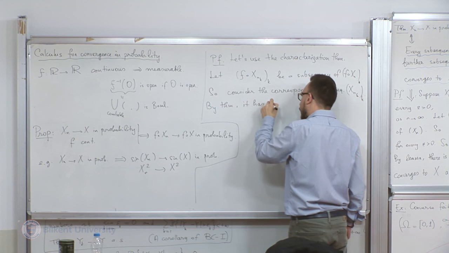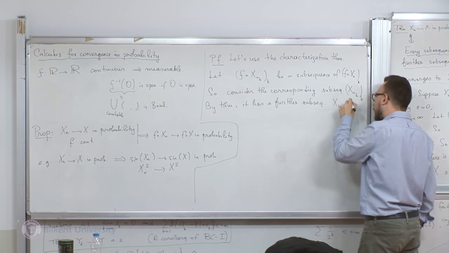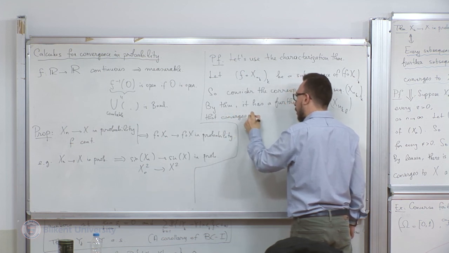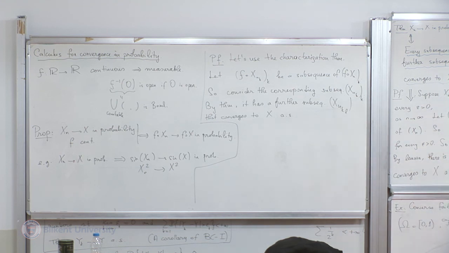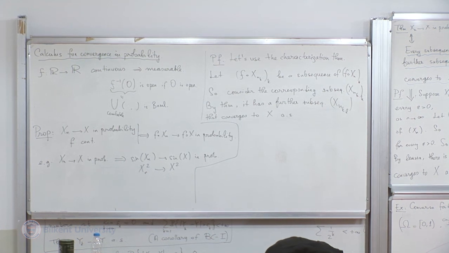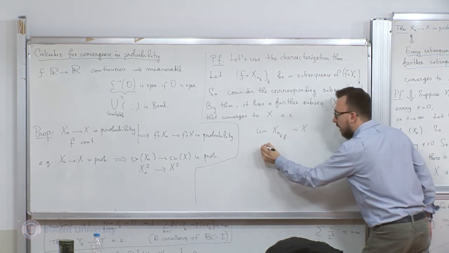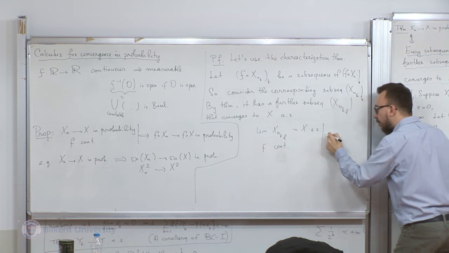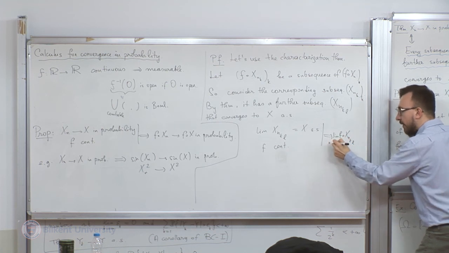So by the theorem, it has a further subsequence, X_{n_{k_l}}, that converges to X almost surely. Almost surely. Okay? Well, almost surely is just omega by omega, except on a null set, right? So if you have X_{n_{k_l}} goes to X almost surely, and f is continuous, then for sure you can do it with f of X_{n_{k_l}}, because it is just convergence of real numbers, omega by omega.